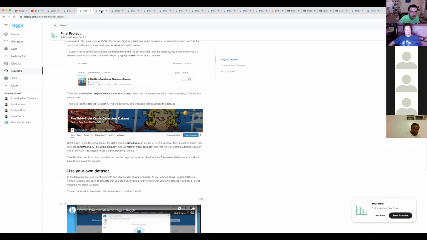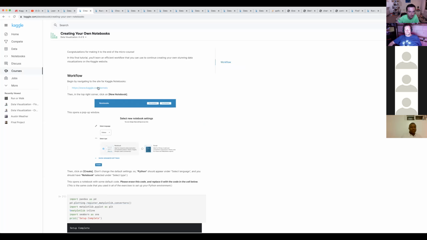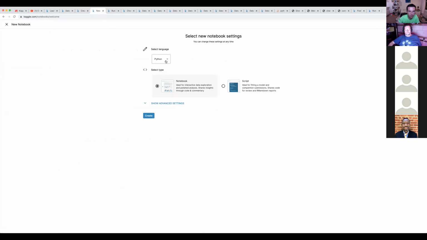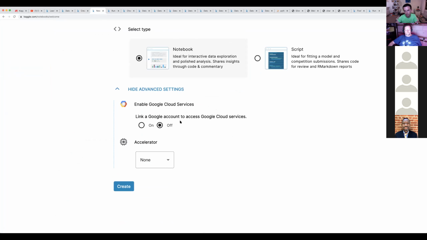I think the last one is creating your own notebooks. The goal here is you can just go to notebooks and do a new notebook, or if you go to any data set and do a new notebook, you can choose your programming language. If it's a notebook or a script, we usually choose notebooks. You can also integrate it with your Google Cloud services. We saw that last time when we integrated with AutoML. You can choose if you want to use a GPU, a TPU, or a CPU.